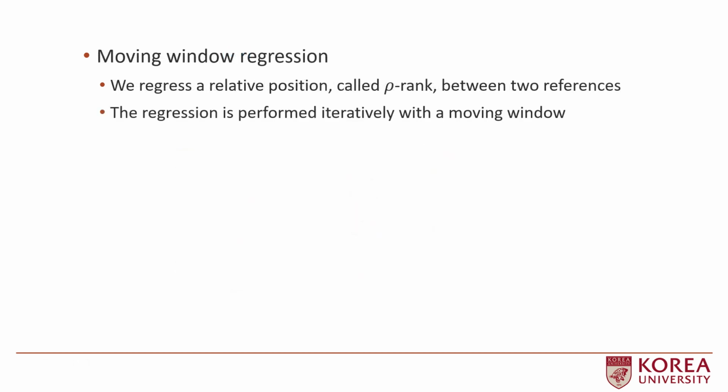We extend classification-based order learning to regression-based one. We regress a relative position called row rank between two references. This regression is performed iteratively with a moving window to estimate the input rank.